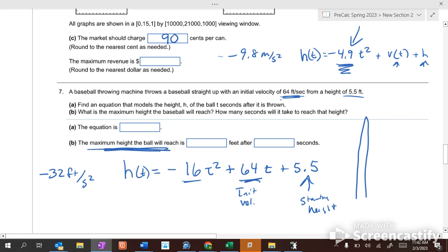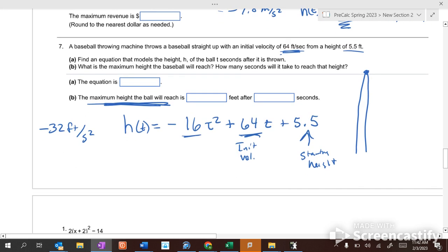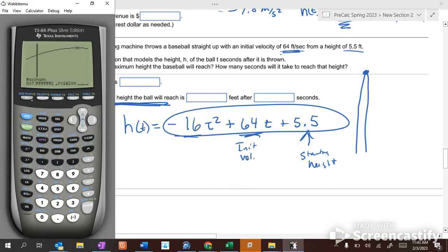To find the maximum height of the ball, that's when your final velocity will equal 0. So what we have to do is find the maximum point of this graph. Okay, so then we type that in. Y equals, clear, negative 16t squared. Yeah, x squared, t squared, same thing. Plus 64x plus 5.5. We graph that.